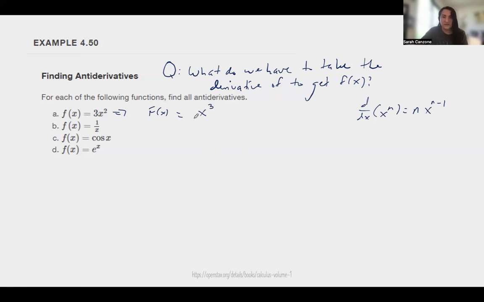And then we have to say, well, do we have any number out front? Well, if we just try to take the derivative of this function right here, bring the 3 out front, subtract 1 from the exponent, we get 3x squared. So in fact, we do not have to adjust the number out front of this at all.